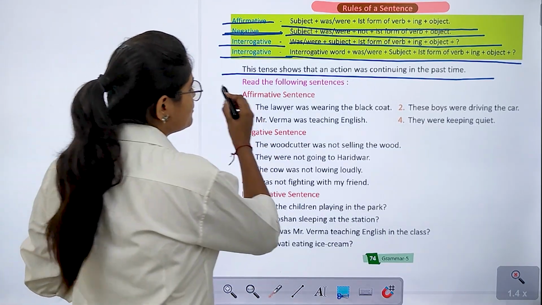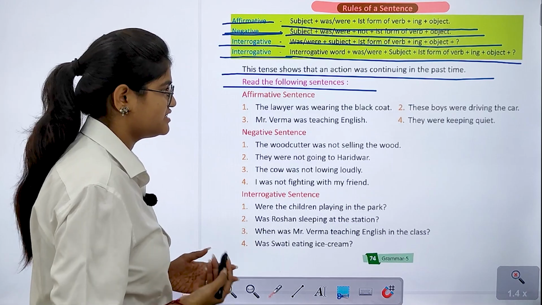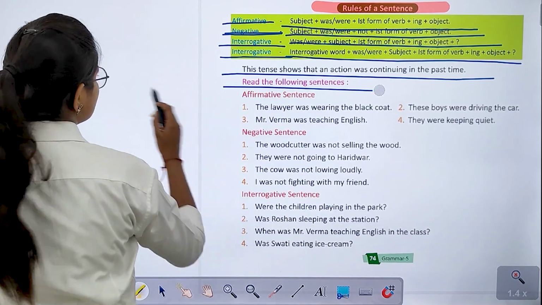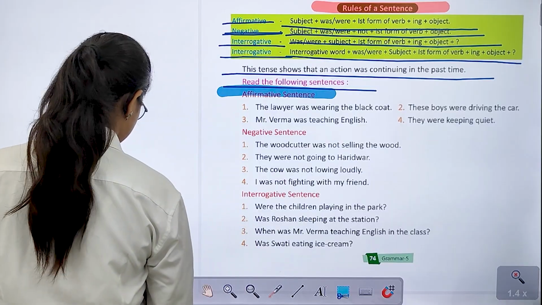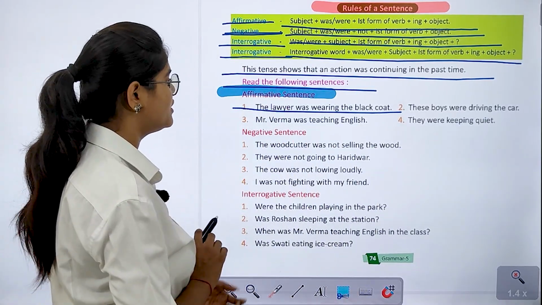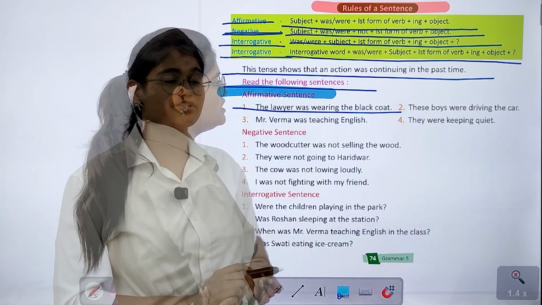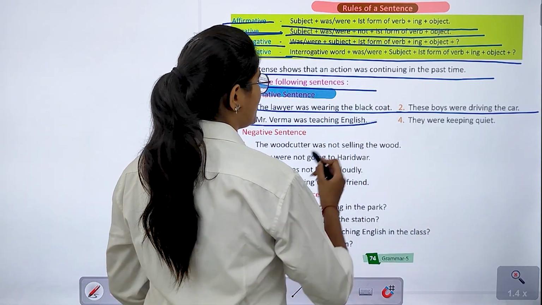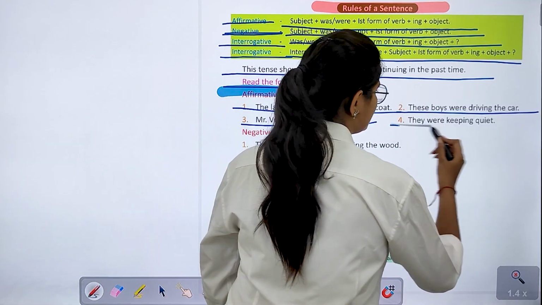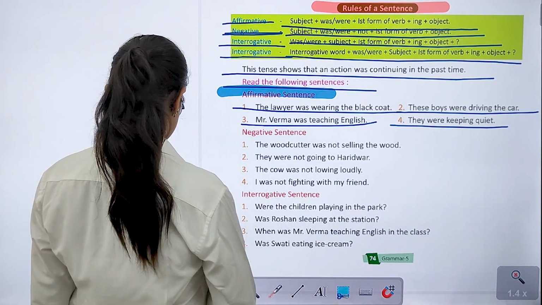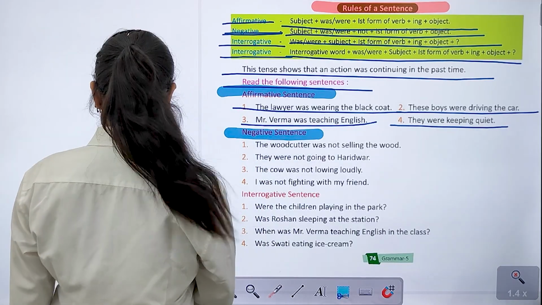Right. So read the following sentences. जल्दी से इन सेंटेंसेस को पढ़ते हैं. So the very first sentence is the affirmative sentence. So the sentences are the lawyer was wearing the black coat. These boys were driving in the car. Mr. Verma was teaching English. They were keeping quiet. Right? After that, the next is negative sentence.